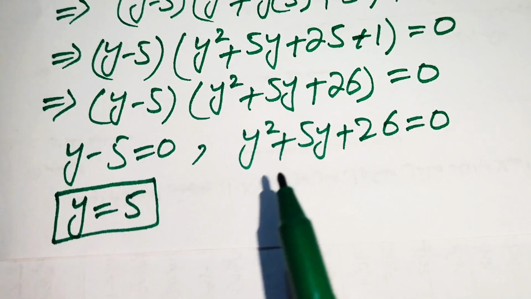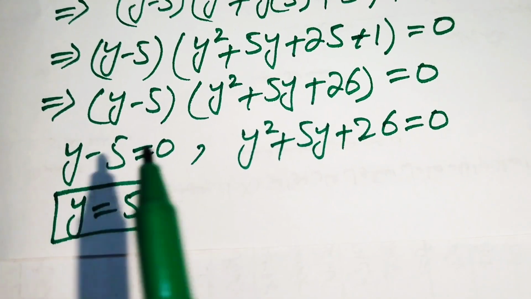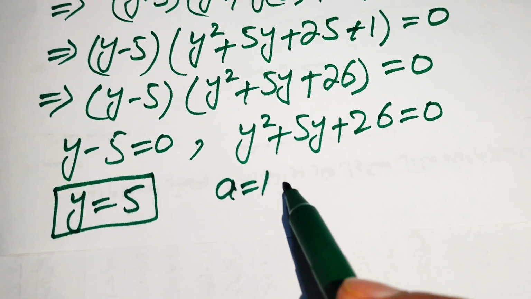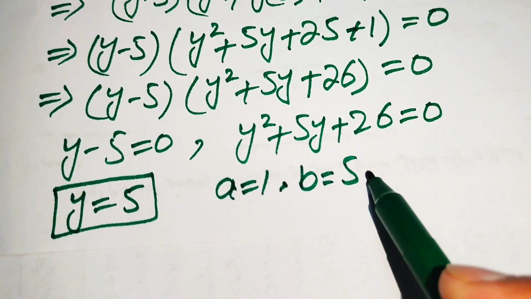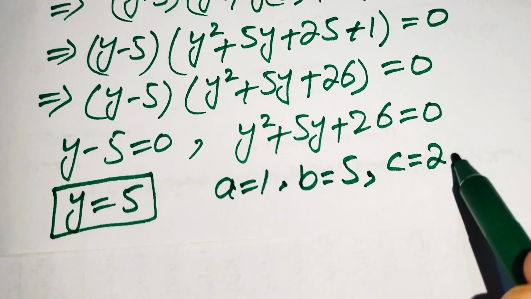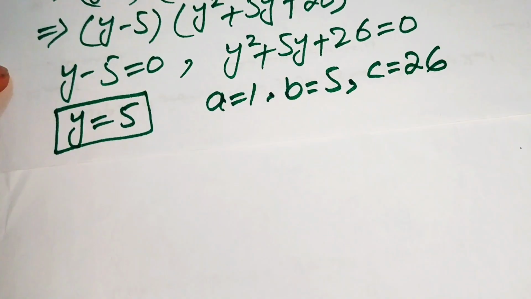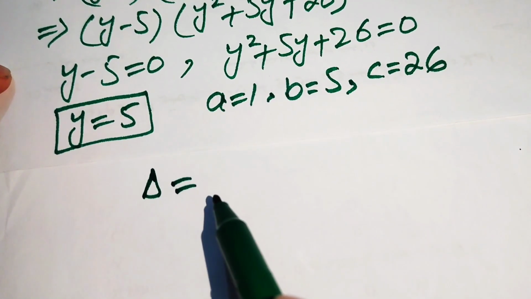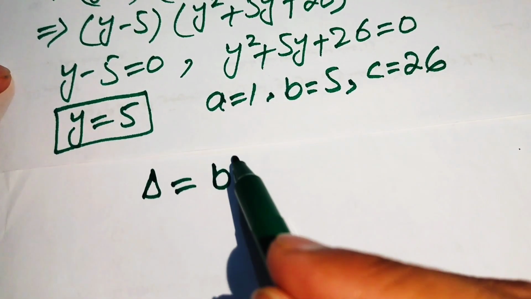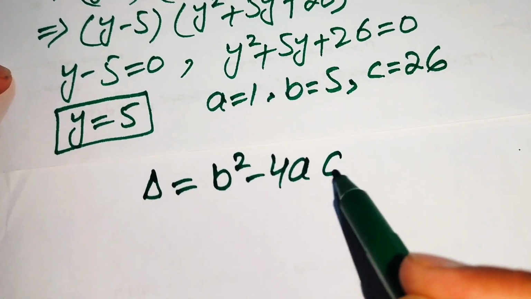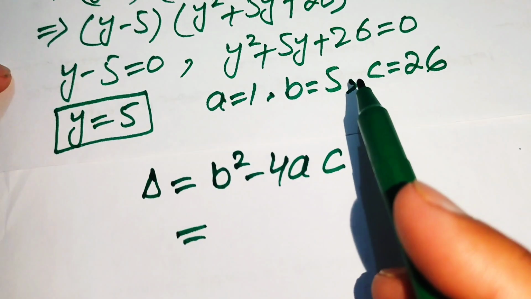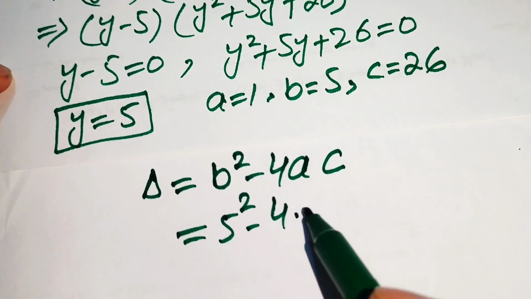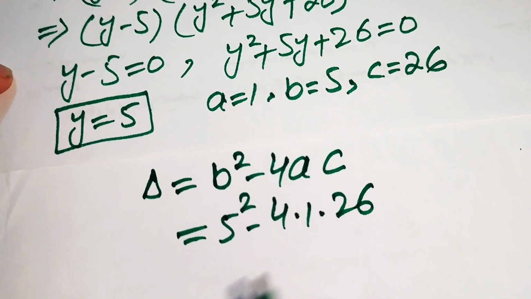We check this by using the discriminant formula. First we write the coefficients of this equation: a equals 1, b equals 5, and c equals 26. Now we use the discriminant formula. You know about the discriminant formula. It is written as delta equals b square minus 4ac. Here we substitute the values of a, b and c, and we get 5 square minus 4 times of a is 1 and c is 26.